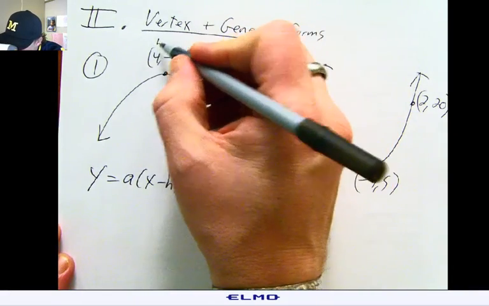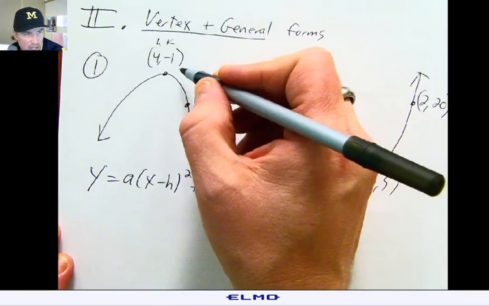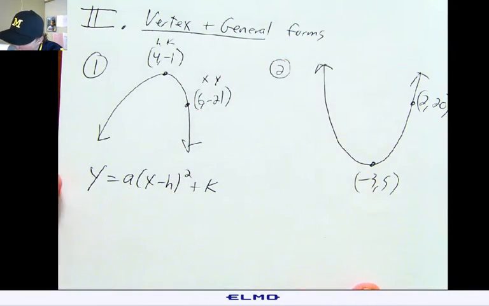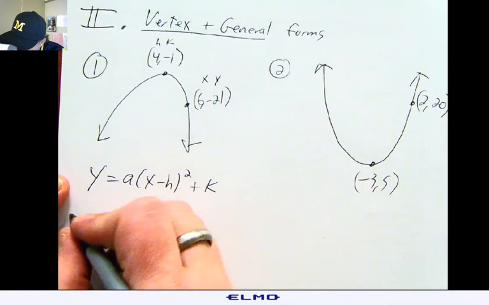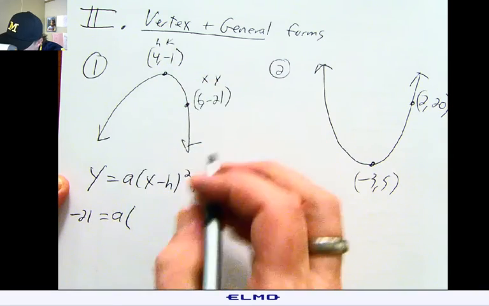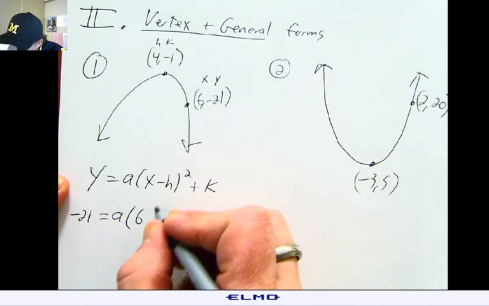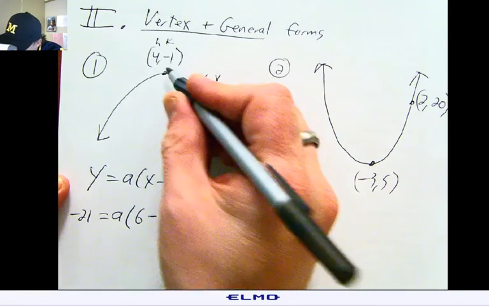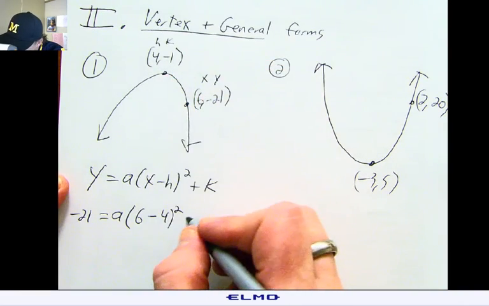This is my h, this is my k because it's the vertex. This is just some random other point, so that's my x and my y. So plug it all in. Negative 21 equals a times, here comes the x, which is 6, minus the h, 4, quantity squared. The k is negative 1, so minus 1.